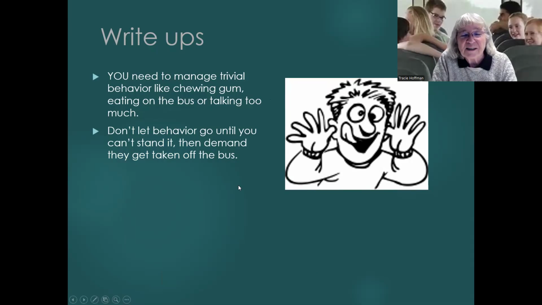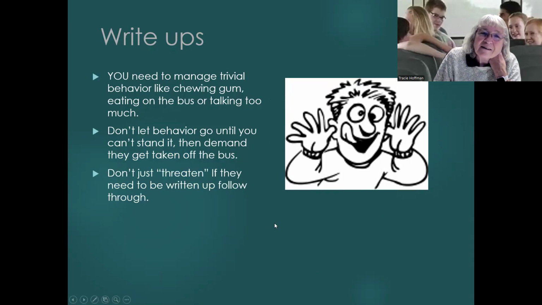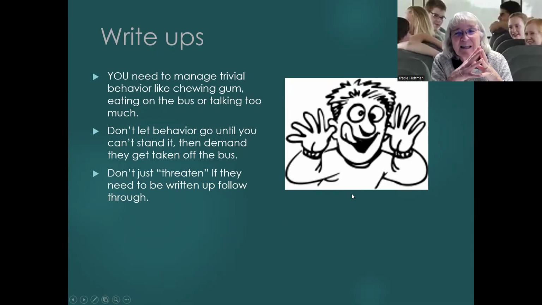Don't let behavior go until you can't stand it and then demand they get taken off the bus. When it first happens, take action. If it happens again, use a referral report. If it happens again, use a referral report until that student has a consequence that influences their bad behavior. Don't just threaten. If they need to be written up, follow through. An empty threat makes it to where your bus is going to lose control because everybody's going to know that you don't enforce the consequences.